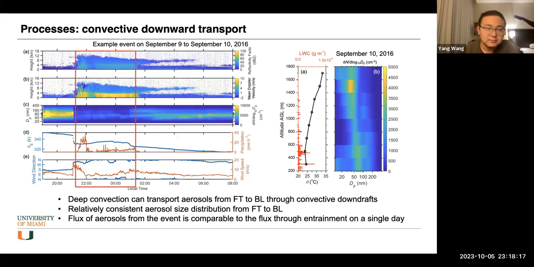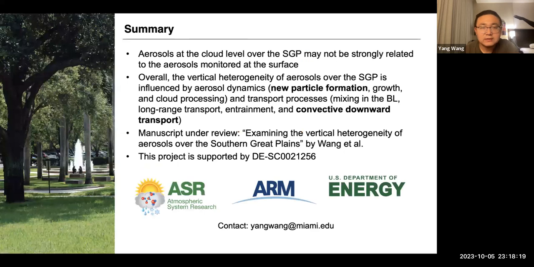So in summary, we found that the aerosols at the cloud level over the SGP may not be strongly related to aerosols monitored at the surface. Overall, the vertical heterogeneity of aerosols over the SGP is influenced by aerosol dynamics and transport processes. We gave a few examples showing the new particle formation and the convective downward transport.